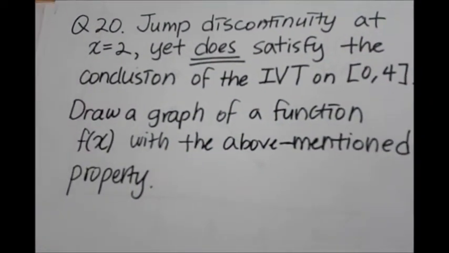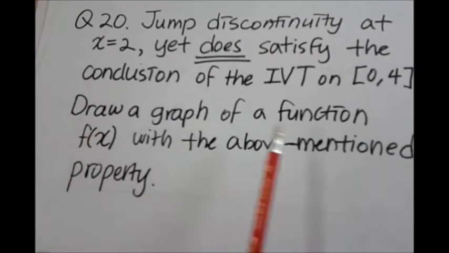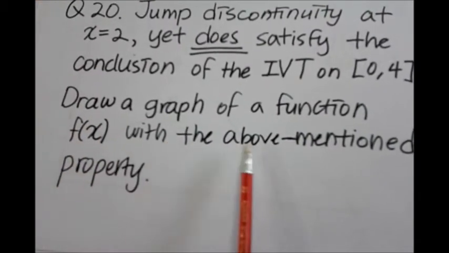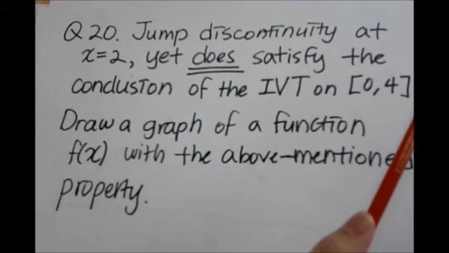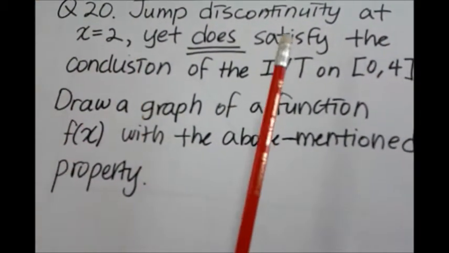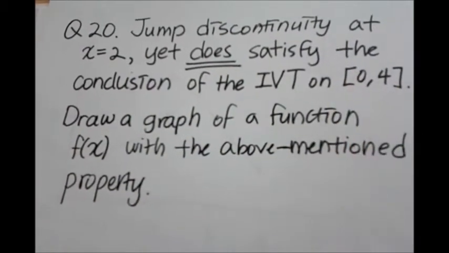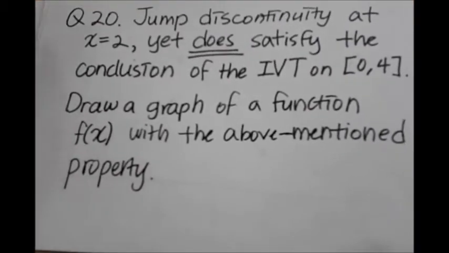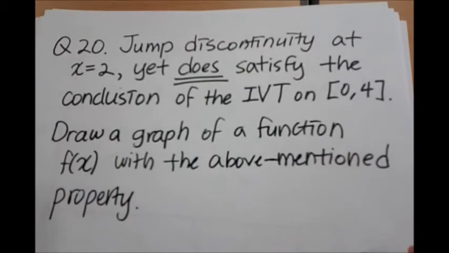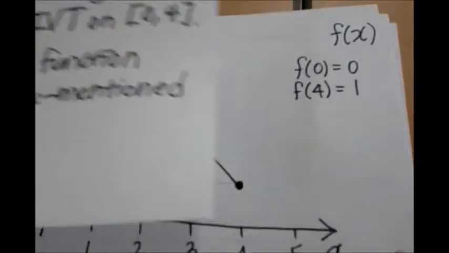Now we will move on to another question. This question states that we should draw a graph of a function f of x with the above-mentioned property, which has a jump discontinuity at x equals 2, yet does satisfy the conclusion of the IVT on the closed interval from 0 to 4. Okay, so how do we solve this, Jenny? Well, we can come up with a graph that goes along with this property.